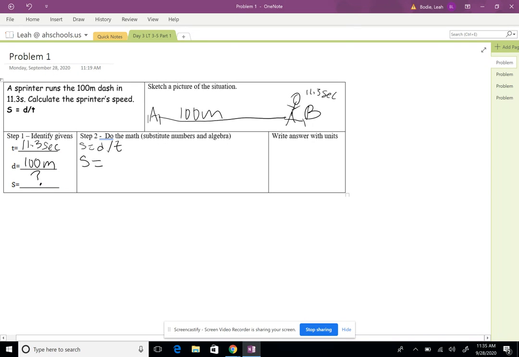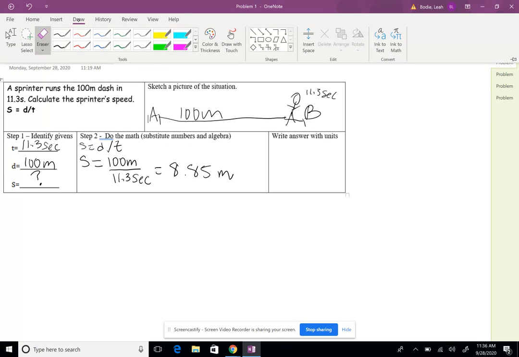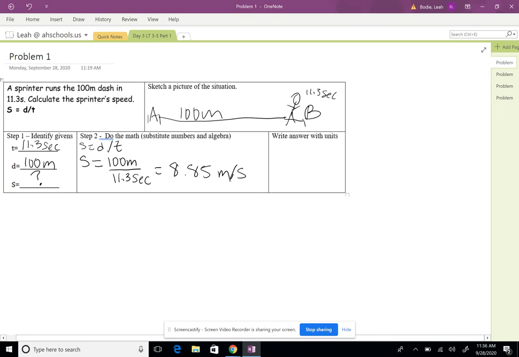So speed equals our distance of 100 meters divided by 11.3 seconds. And so our answer comes out to be, when you take 100 divided by 11.3, a little bit of rounding, 8.85 meters per second. Oops, I meant to do an S. Let's do that again. Meters per second. And then we write our answer with units again, so it's nice and clear. 8.85 meters per second. So that's our first problem there.